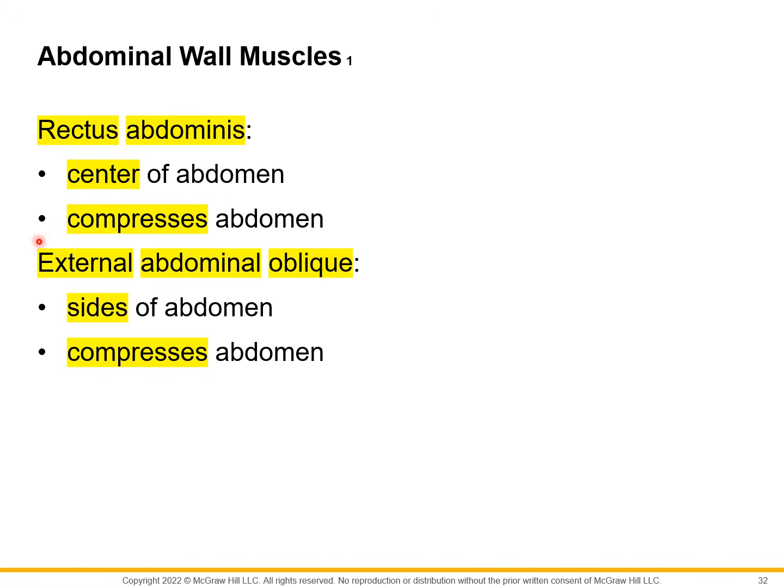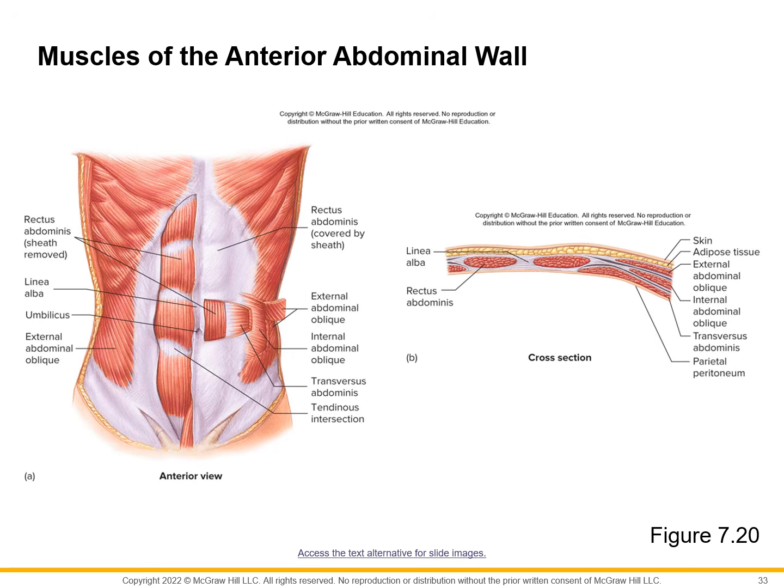Next is the external abdominal oblique muscles. So although parehas sila ng pakinabang ng rectus abdominis, magkaiba sila ng location. So the external abdominal oblique is located at the sides of the abdomen. This slide right here shows us the anterior view of the muscles on our abdomen.